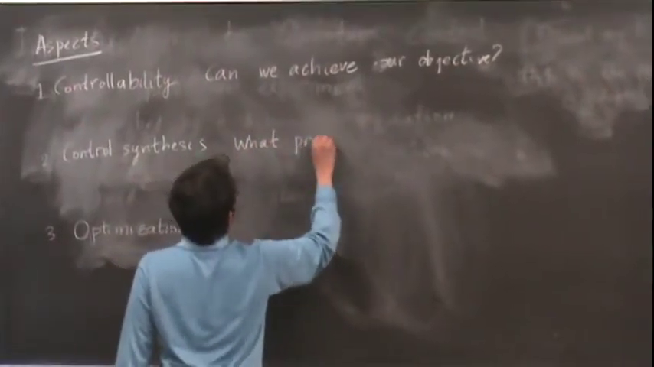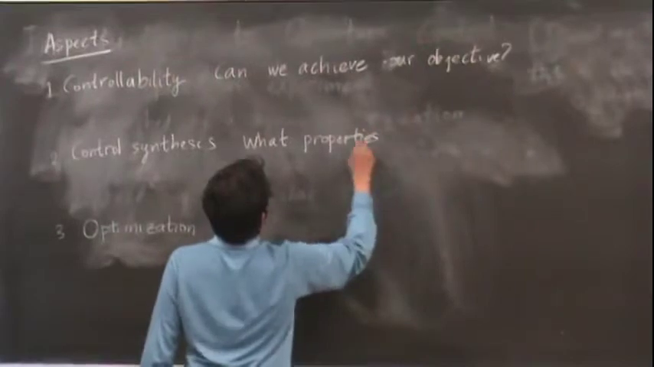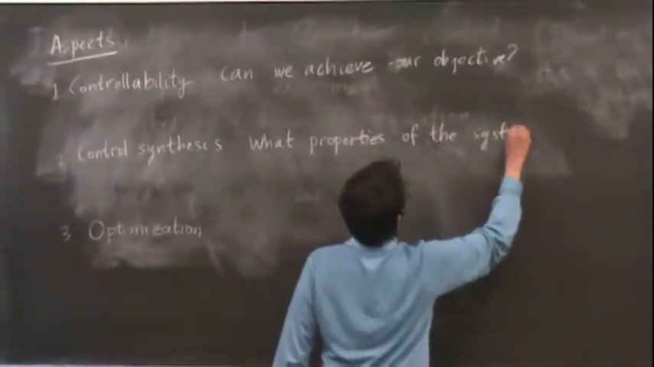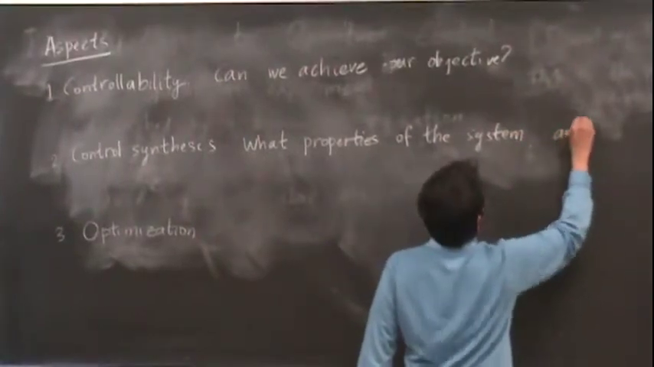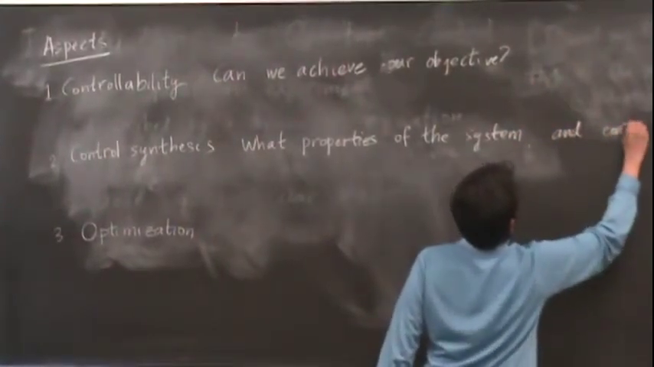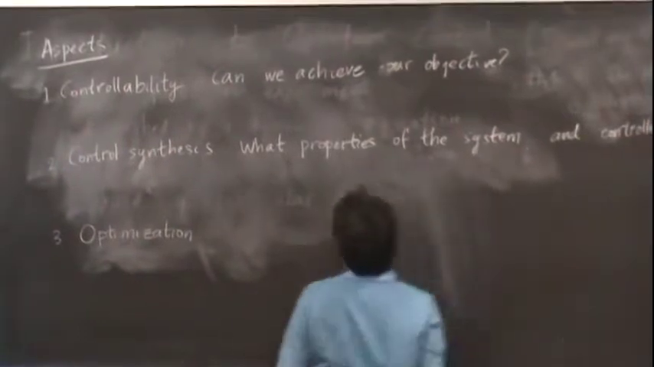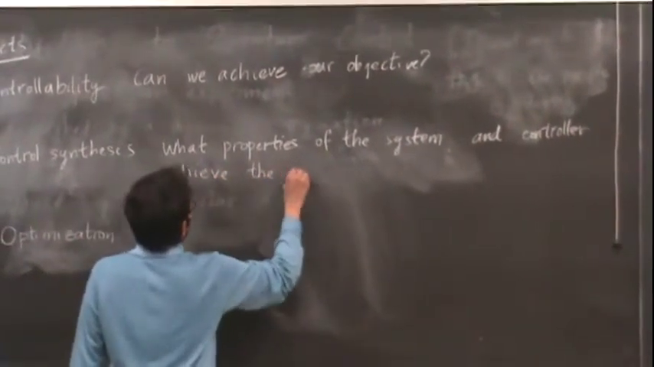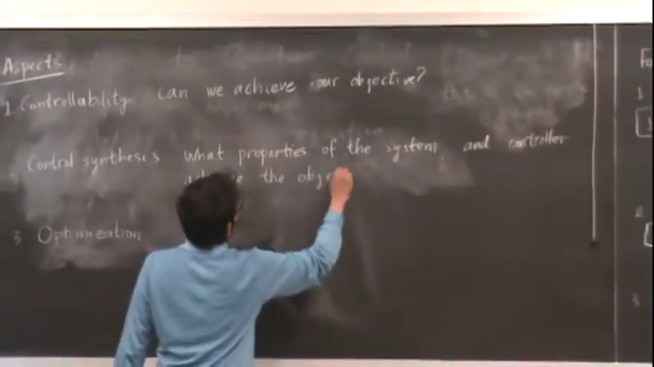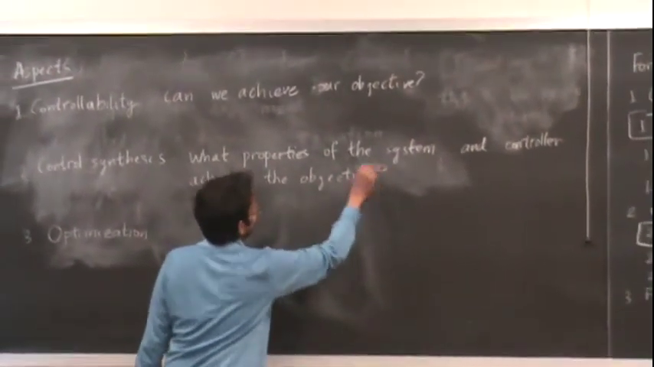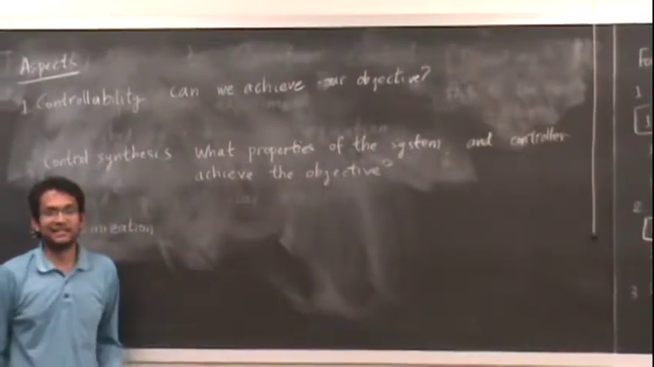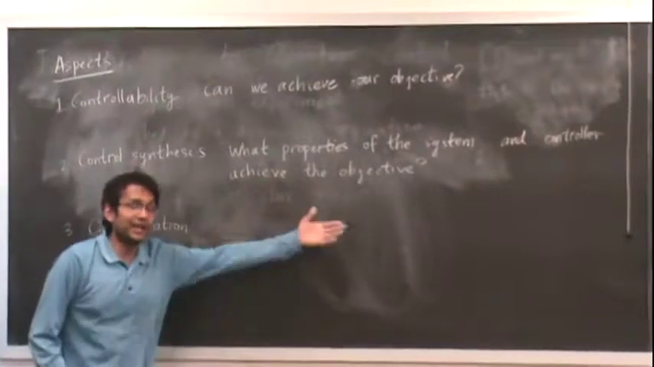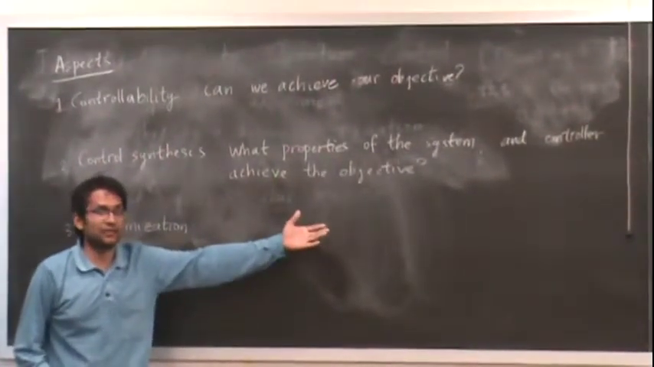Control synthesis is asking what properties of the system and controller achieve the objective. Assuming that I can do this, how do I know that I have reached my target state or not? Or if I want to do spin squeezing, how do I know I have got the maximum amount of squeezing that I could have got?